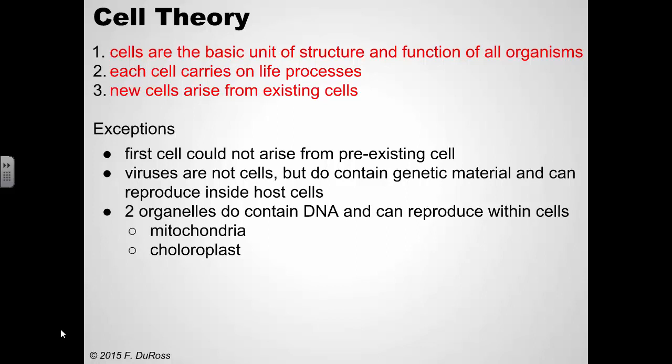Viruses, you know, are technically not cells, although they do contain genetic material. They can reproduce if they are inside of a host cell. So they're sort of straddling that living, non-living concept. And also there are some organelles within a cell that actually have their own DNA and can reproduce and replicate on their own. They are the mitochondria and the chloroplast. Why do they have their own DNA? Why can these organelles within a cell replicate?